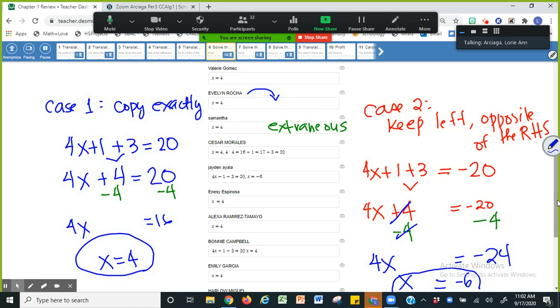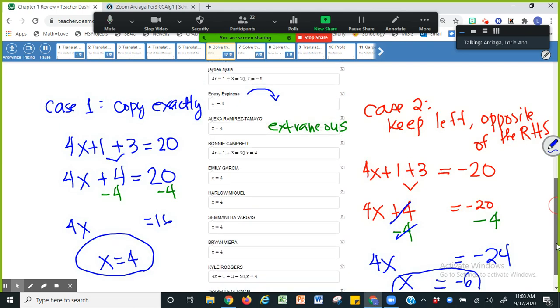But while you're fixing your answers, let me summarize what we did. For absolute value, case 1 is you copy it down exactly without the bars. And case 2 is you choose which side you want to change to its opposite. So keep one side exactly the same and then copy the opposite of the other side. And then once you've done that, it's like you're solving equations again in the usual way.